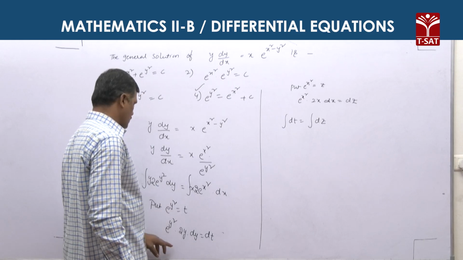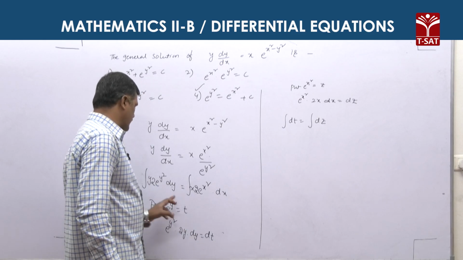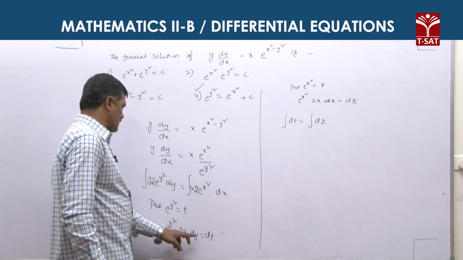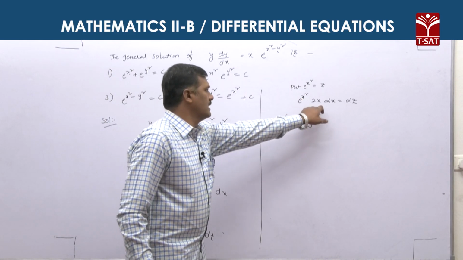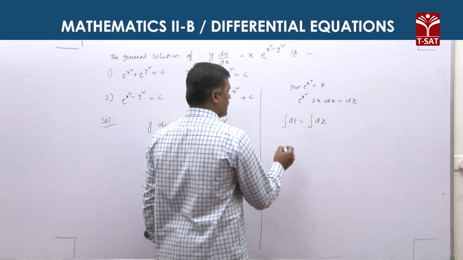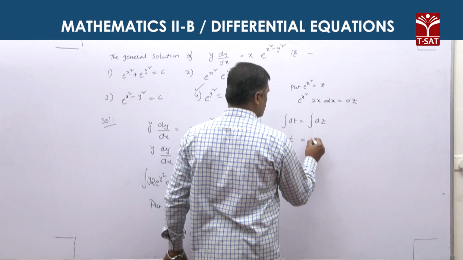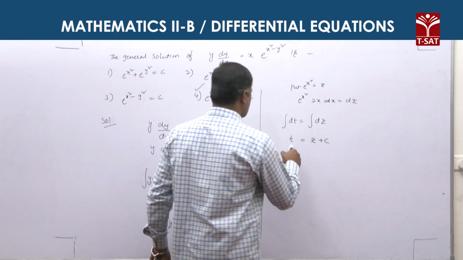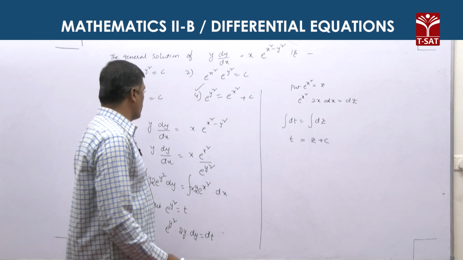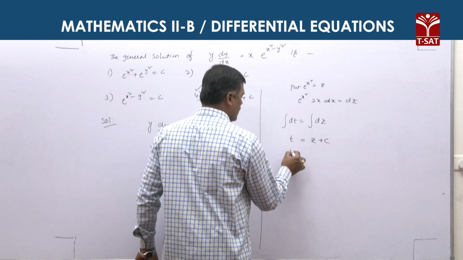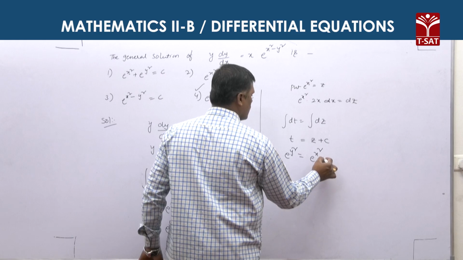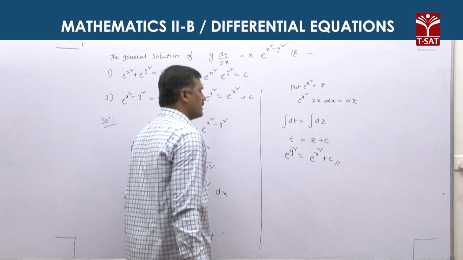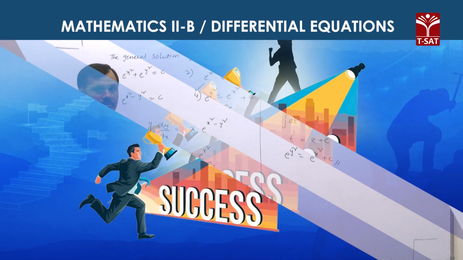2y into e power y square into dy is equal to dt. So instead of this, the total function dt is equal to 2x into e power x square into dx, it is equal to dz. Integral dt is t is equal to z plus c. Now substitute again, t value is e power y square and z is nothing but e power x square, plus c, which is the required solution of the given problem.